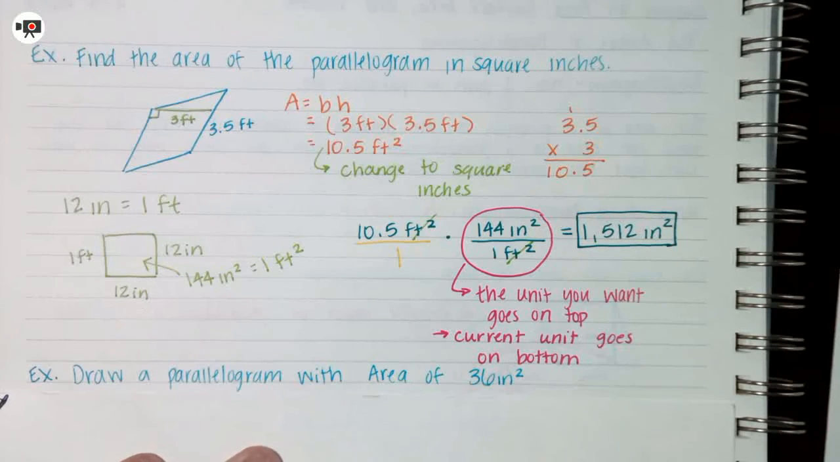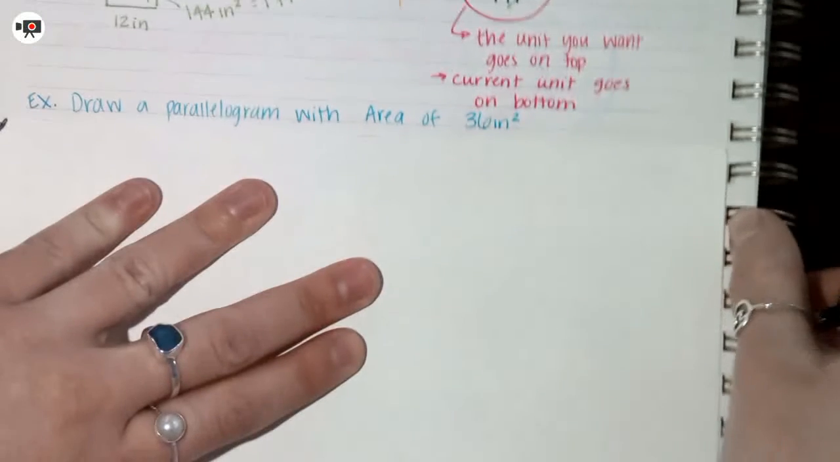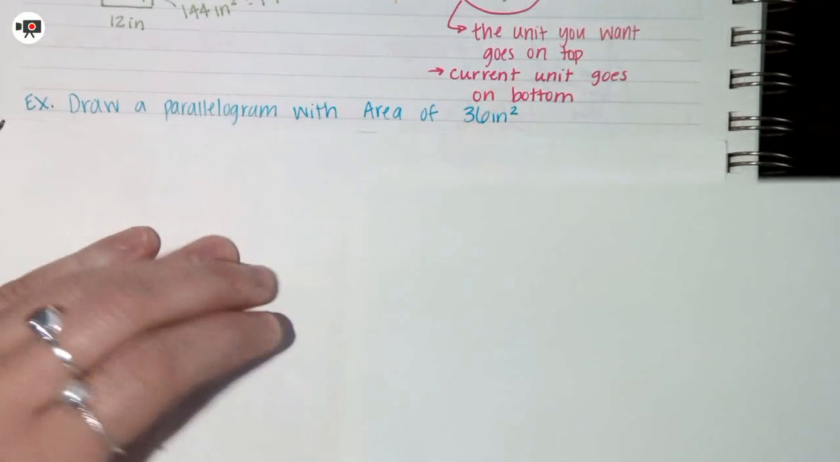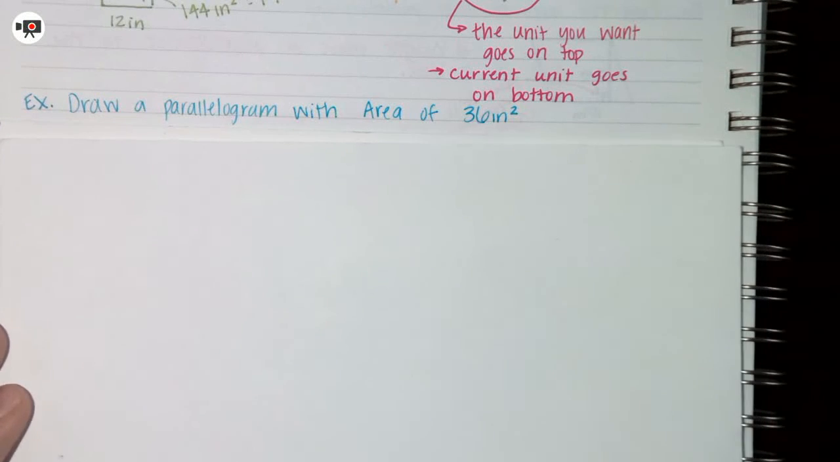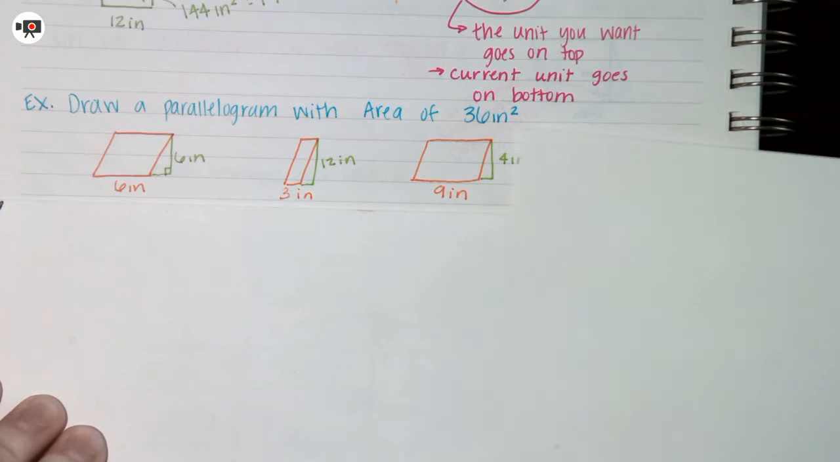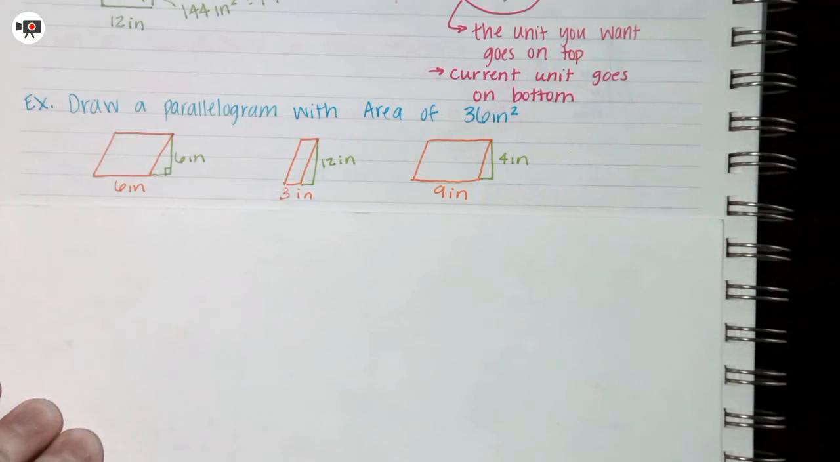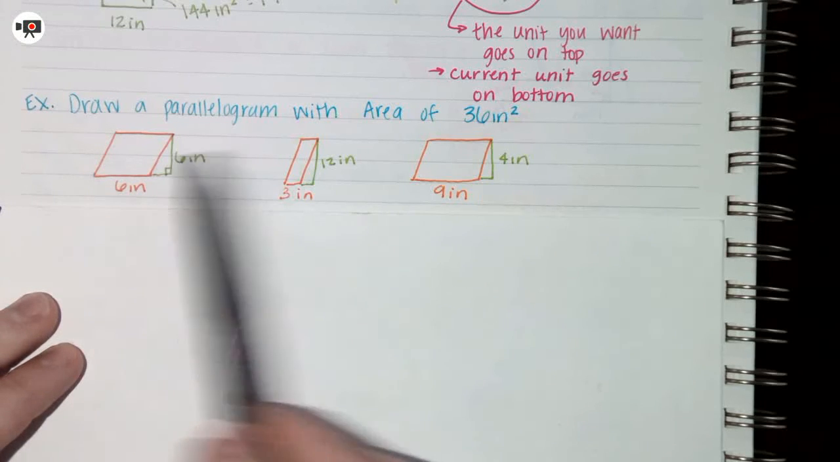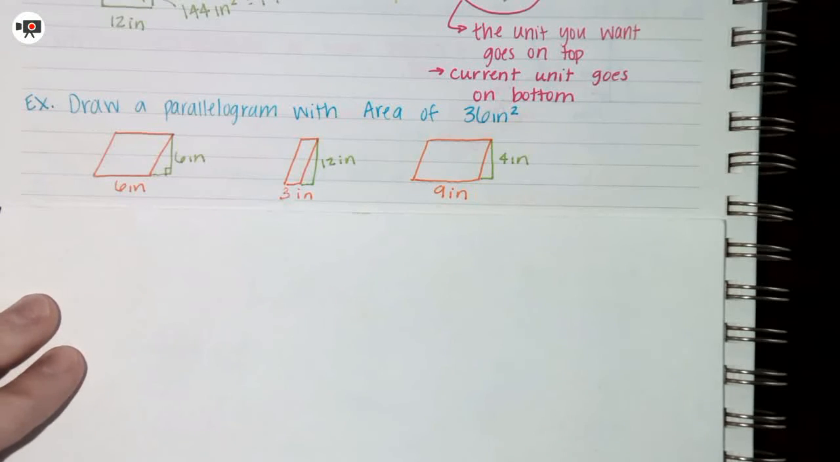Now we're going to draw a parallelogram with the area of 36. So I have to think, what two numbers multiplied together will equal 36? I know 6 by 6 makes 36, 12 and 3, 9 and 4, I could do 2 and 18, could do 1 and 36, there's a lot of different options. So you would draw a parallelogram.